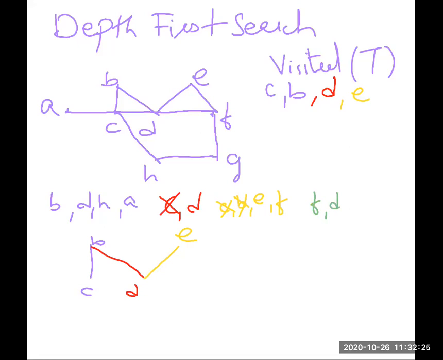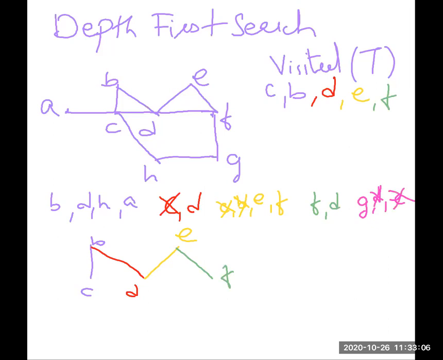Now check whether F is in T. No. So add F to T and add the edge E to F into the tree. Now visit F. When you visit F, find adjacent vertices of F. So adjacent vertices of F are G, D, and E, in any order. Let's consider the order D first. D is already in T, so don't consider D. E is already in T, so don't consider E.